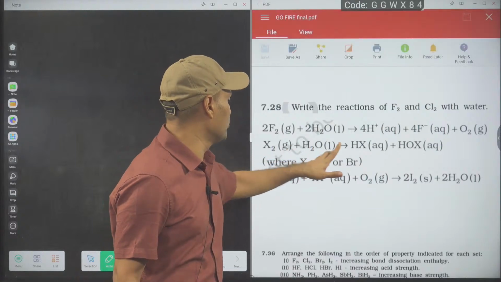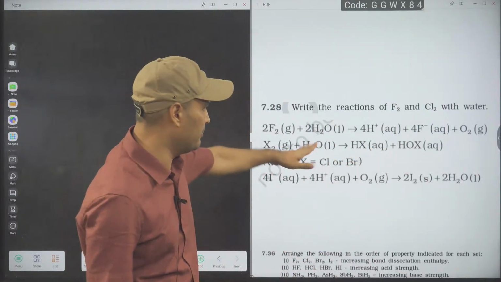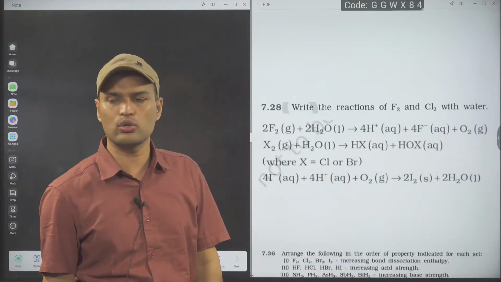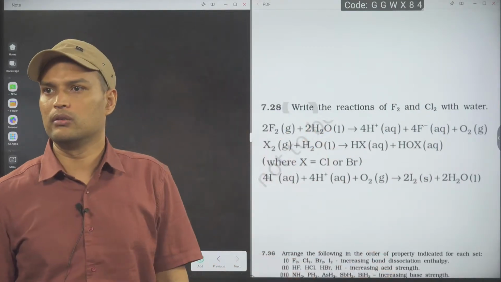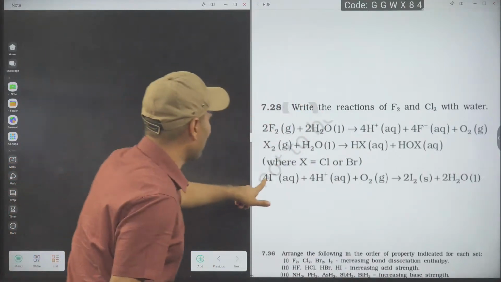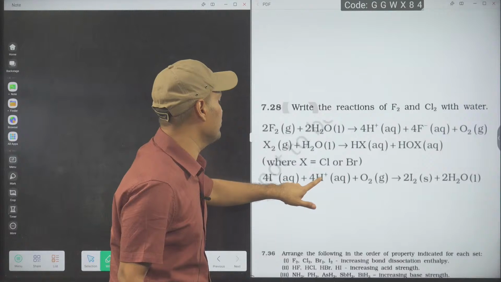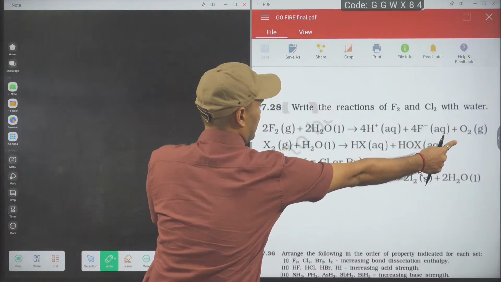Chlorine, bromine, normal reaction, HX and HOX. Very important. Whatever question we have said, if you practice this much only, more concepts will be with you. Acha sir, what about iodine? Iodine, you write reverse of fluorine. Whatever is written here, the same thing is written in reverse.